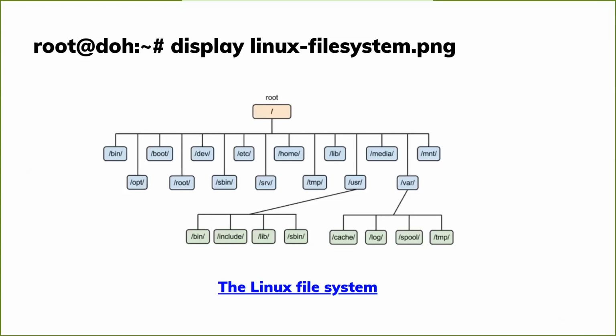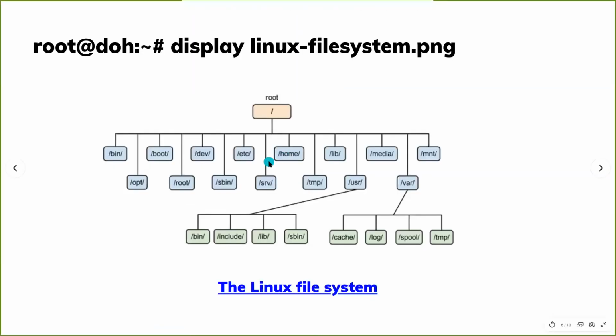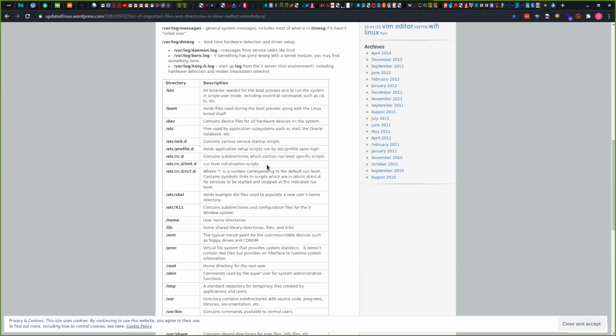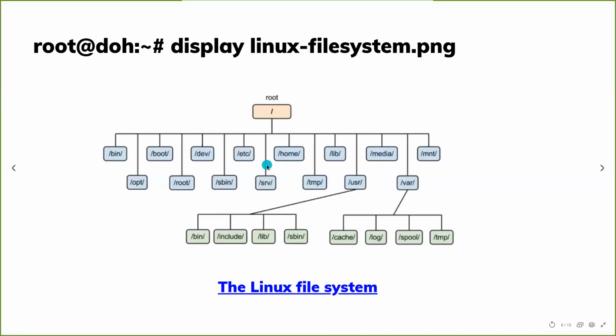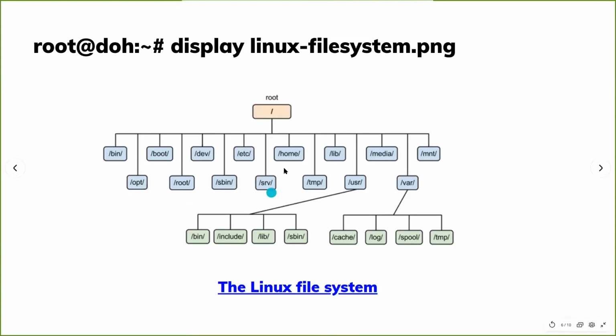Then you have the dev, which is the directory for devices. The dev contains device files and all other hardware devices on the system. And moving on, we have the etc directory, which is a directory used by application subsystems such as databases, Oracle, and just any application subsystem can use that directory.